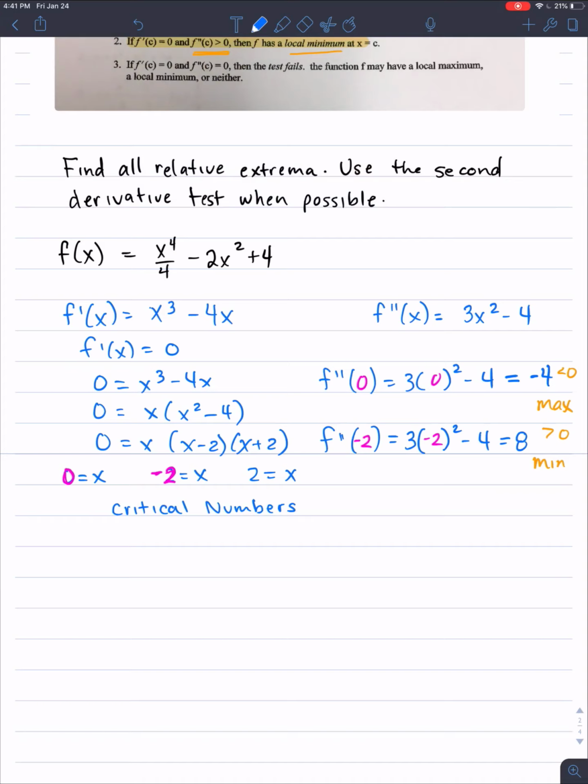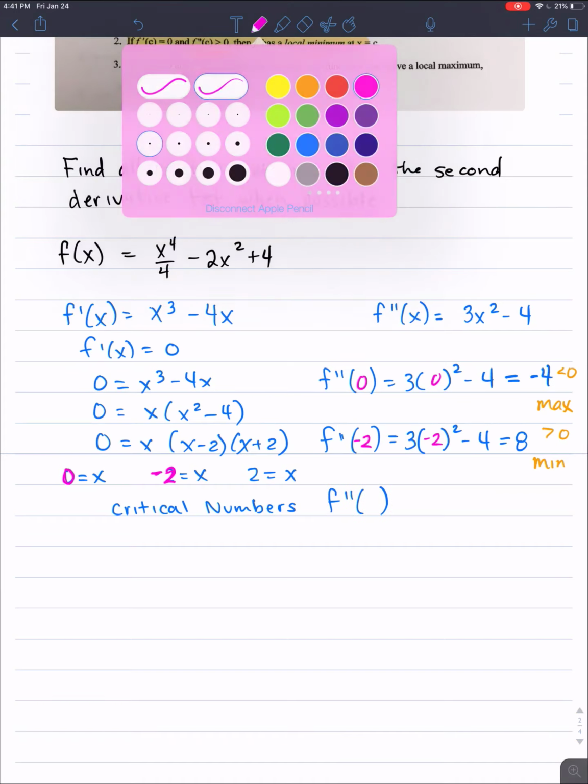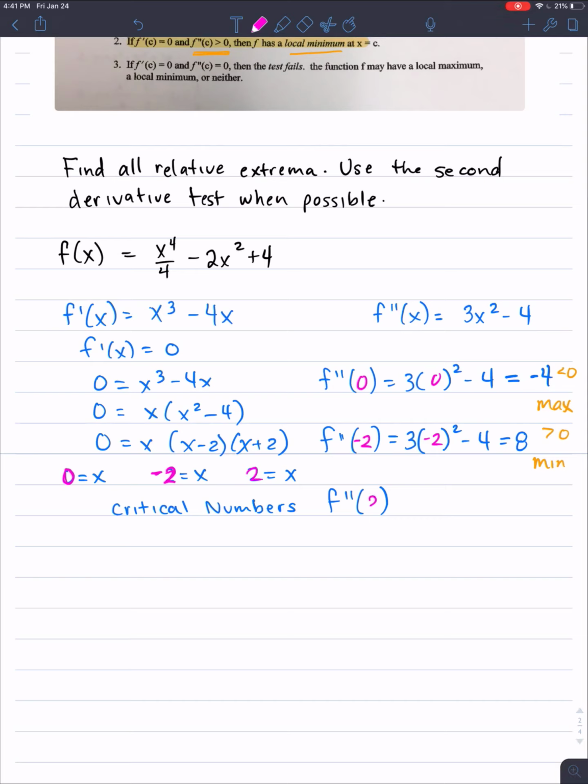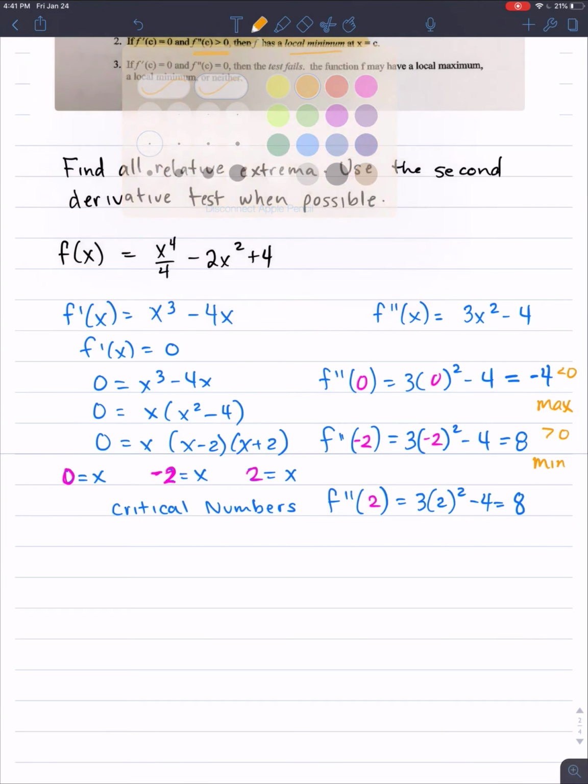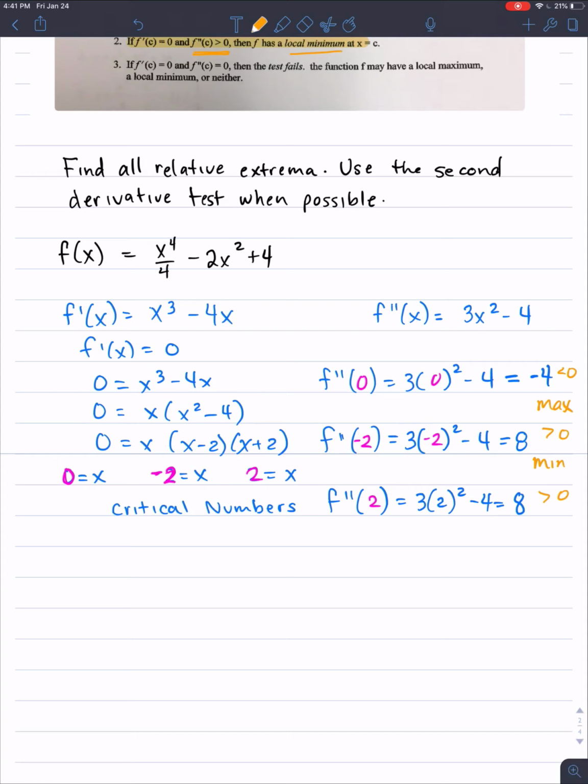And we're going to do one more. We're going to test the second derivative at our last critical number, which is positive 2 this time. Plug that in. You'll have 3 times positive 2 squared minus 4. That's also 8. 8 is positive, which just means greater than 0, so you have a min.